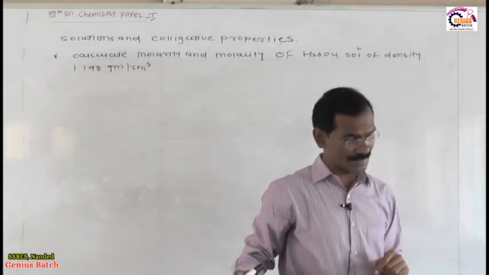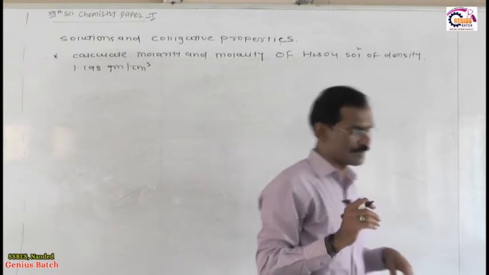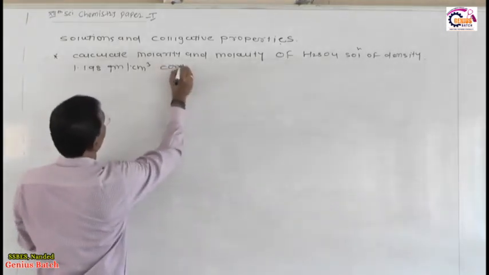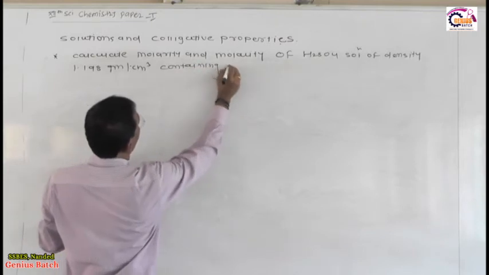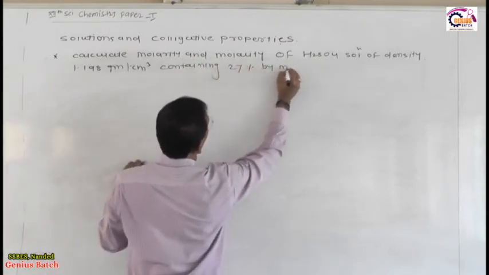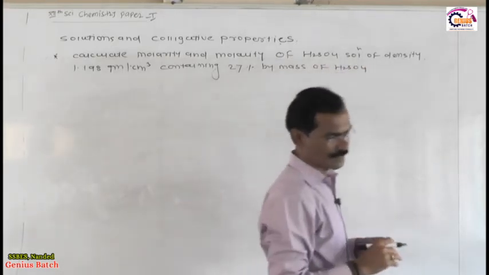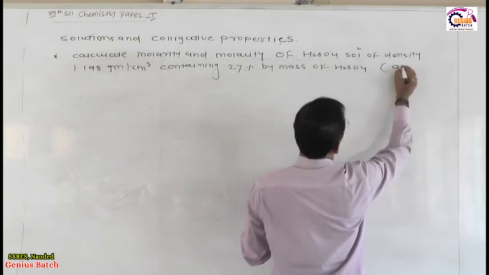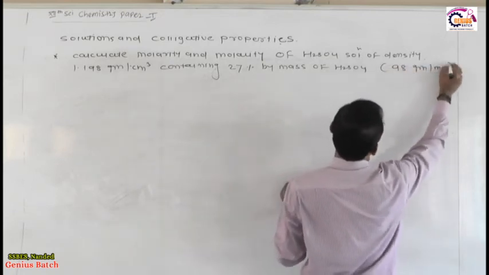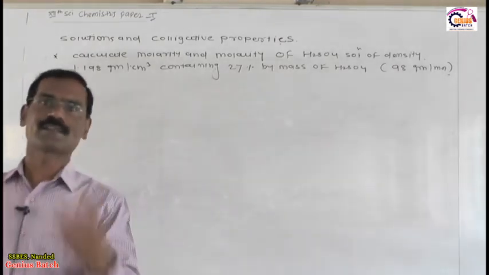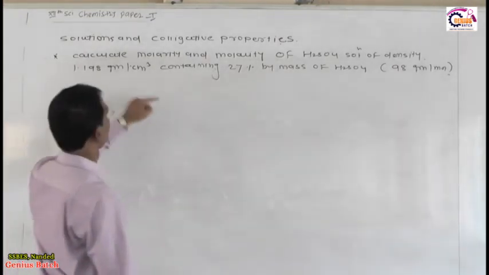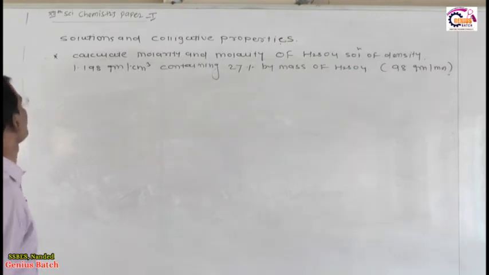The solution contains 27% by mass of sulfuric acid. And then finally the molar mass, they are given 98 gram per mole. This is the molar mass of sulfuric acid. Now dear student, calculate molarity and molality of sulfuric acid solution of density 1.198 gram per cm cube containing 27% by mass of sulfuric acid. Molar mass is 98 gram per mole.